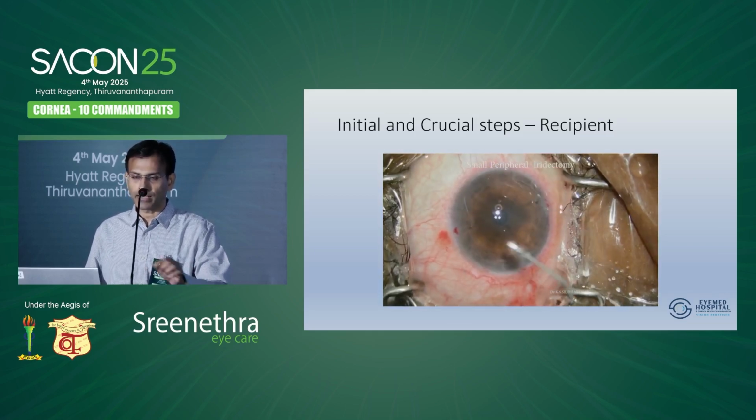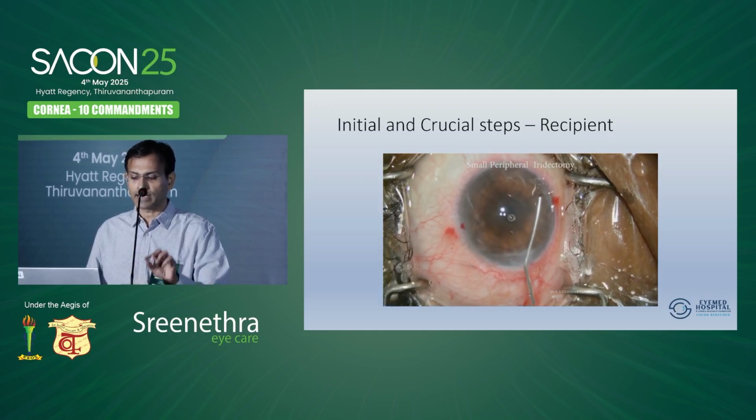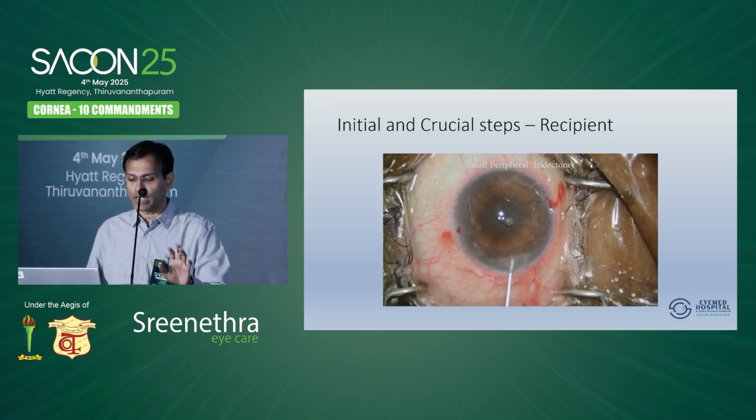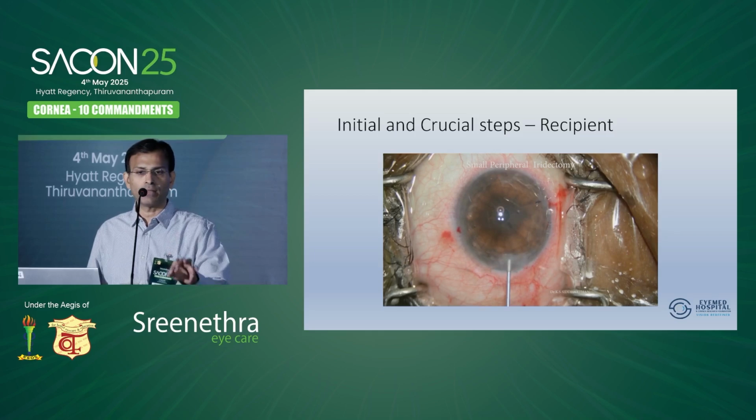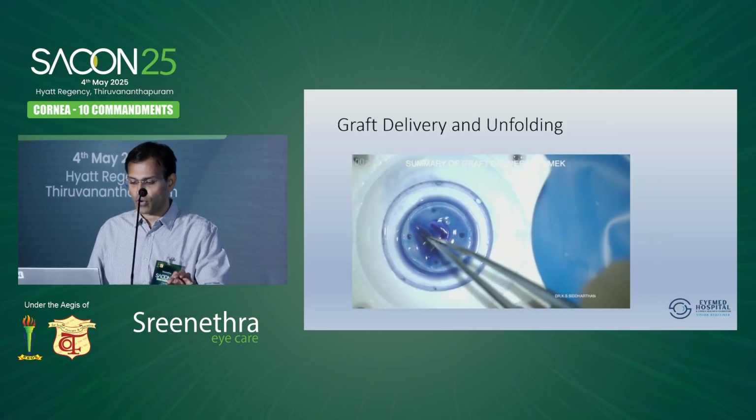Don't make it very big. It should not be round. It should be a little bit slit-like, small. Otherwise, your graft will go and get stuck there. So all these are very important critical steps which should be followed.